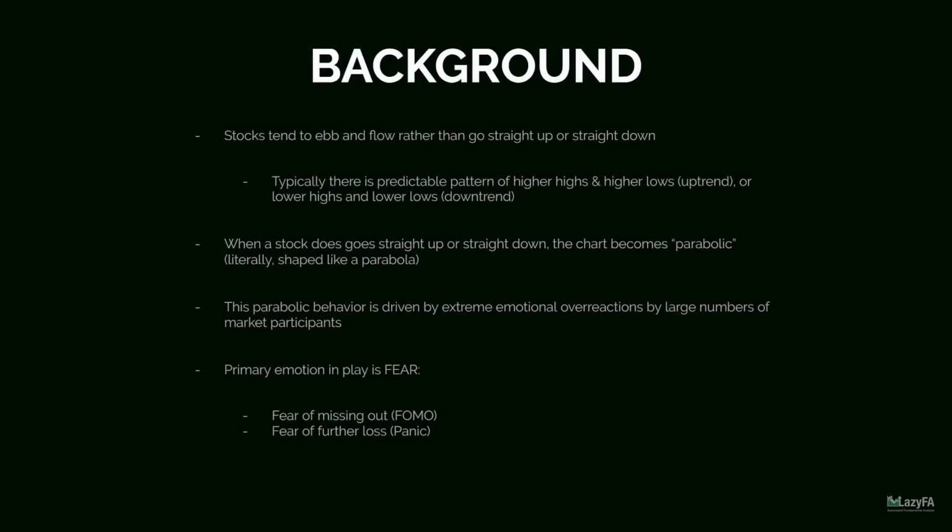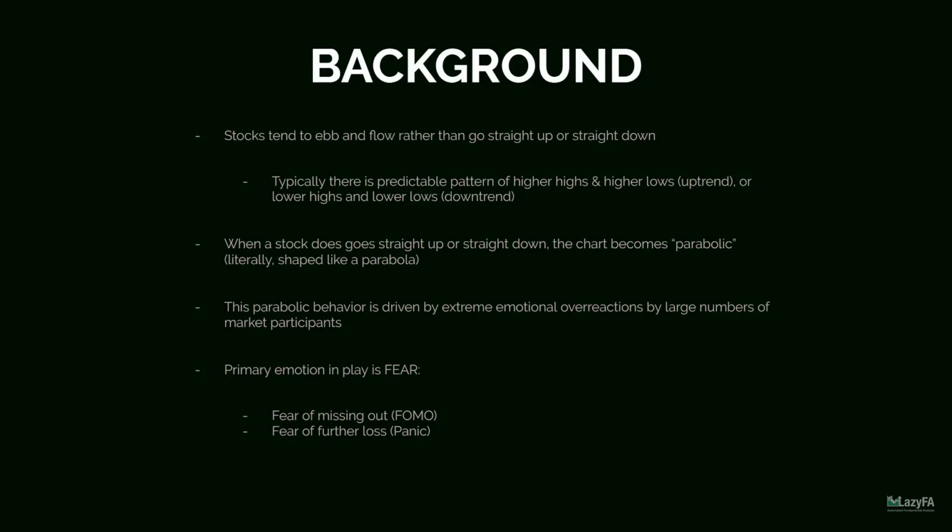I'll start with just a little bit of background. Stocks typically tend to ebb and flow, right? They don't just go straight up or straight down. Usually there's a pattern of higher highs and higher lows in an uptrend, or lower highs and lower lows in a downtrend. So you see the stocks go up and down as they overall move upwards over the long term. But this pattern is predictable.